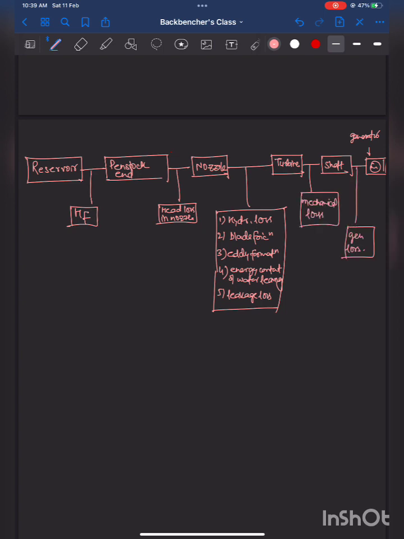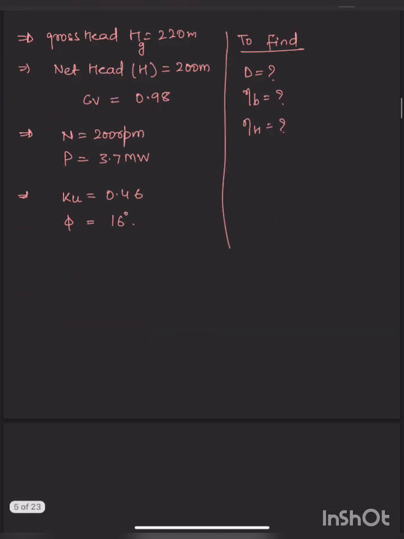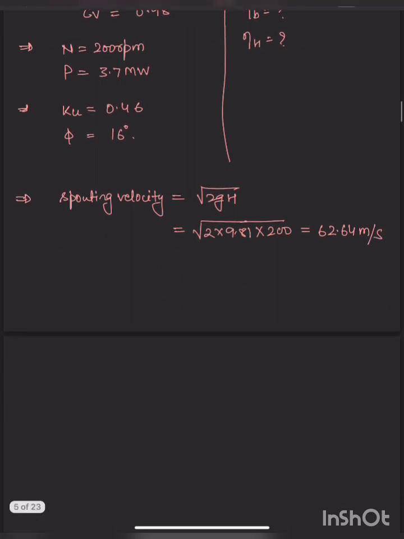Now let us discuss the solution of this question. Let us first write down the data given in the question. Let us calculate the spouting velocity. Spouting velocity equals root 2gh, which is root of 2 into 9.81 into 200, which equals 62.64 meter per second. Now let us calculate the actual velocity. Actual velocity equals Cv times root 2gh.